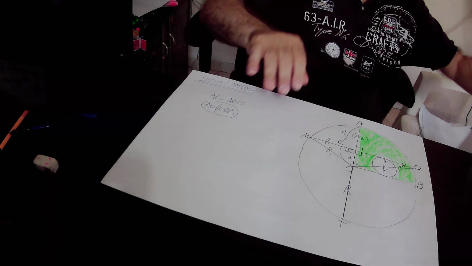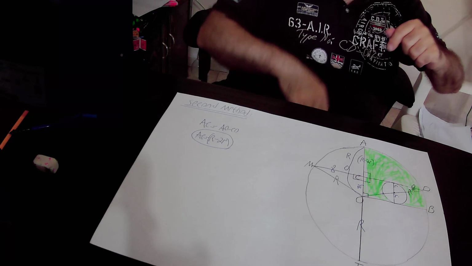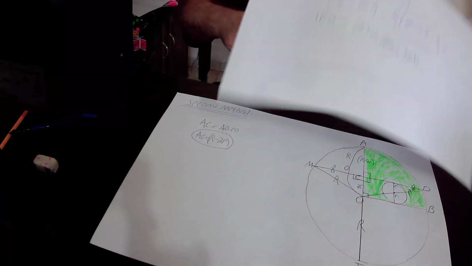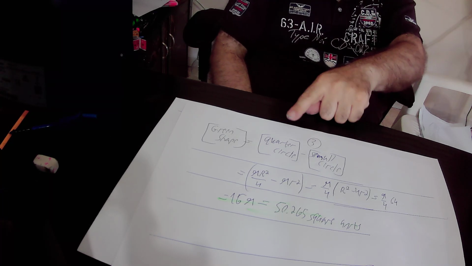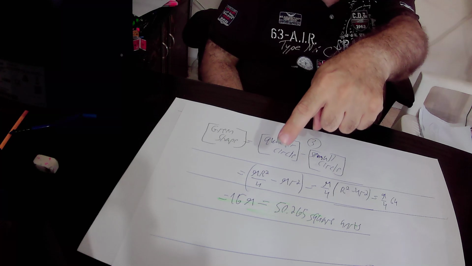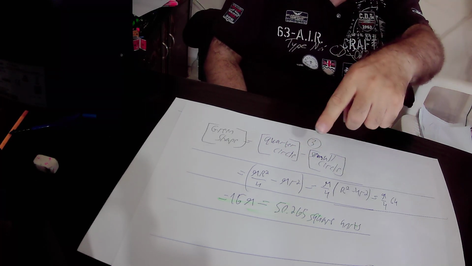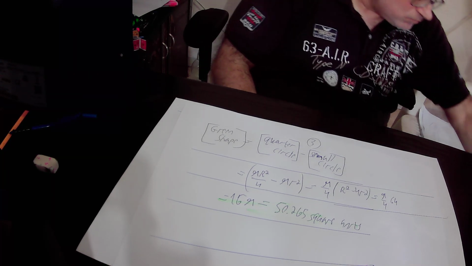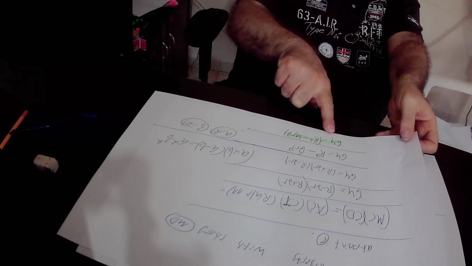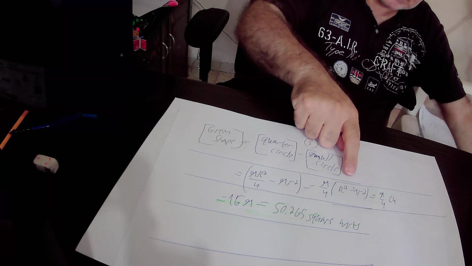What is the area of the green shape? The area of the green shape equals the area of the quarter circle minus the area of the small circle. The area of the quarter circle is pi times capital R squared over 4. The area of the small circle is pi R squared. We took pi over 4 as a common factor, and inside the brackets we are left with capital R squared minus 4R squared. We just found out that capital R squared minus 4R squared equals 64.